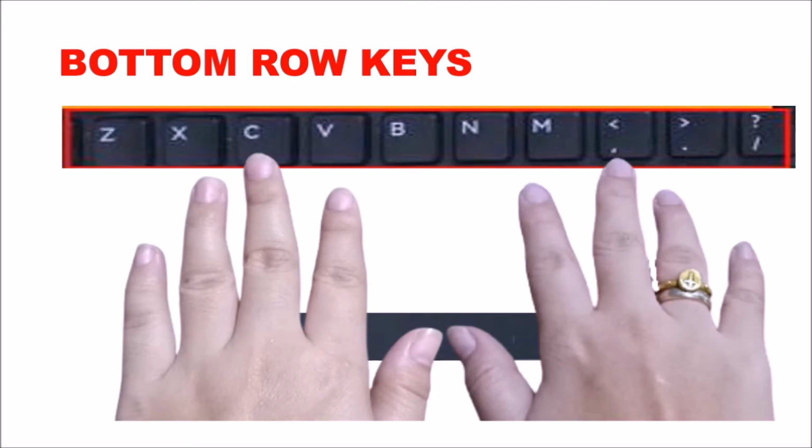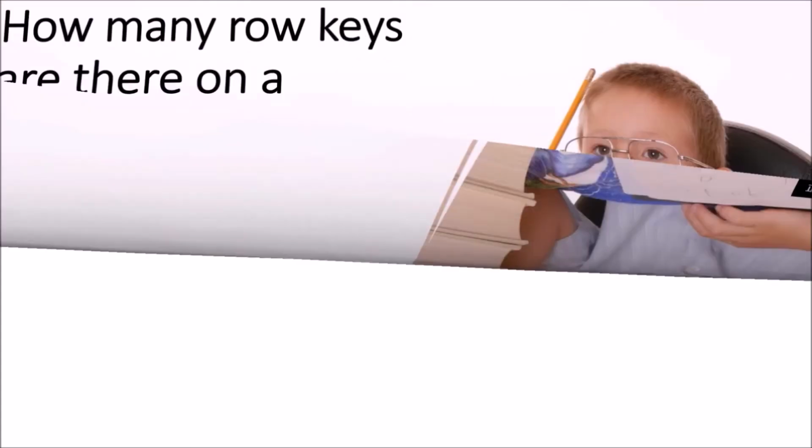Now for your right fingers, your right thumb will still be on the space bar. Then your right forefinger will be on letters N and M. Your right middle finger will be on the symbols comma and less than. Then your right ring finger will be on the symbols period and greater than. And then your pinky will be on the slash and question mark. So those are the keys that are being assigned for the bottom row.